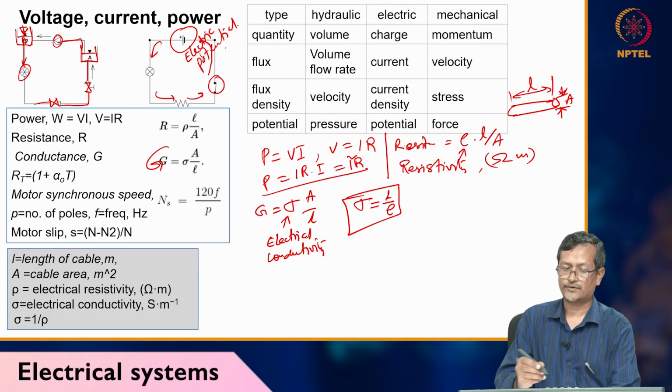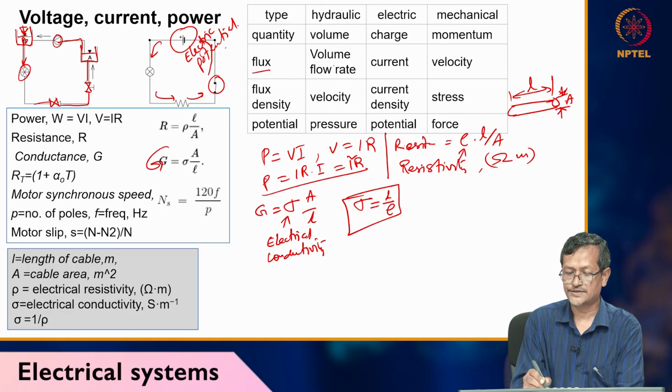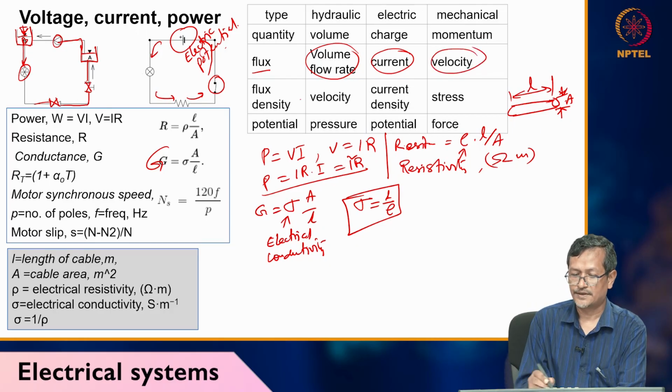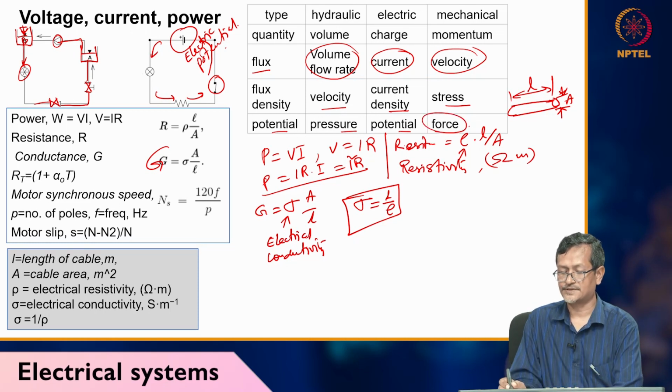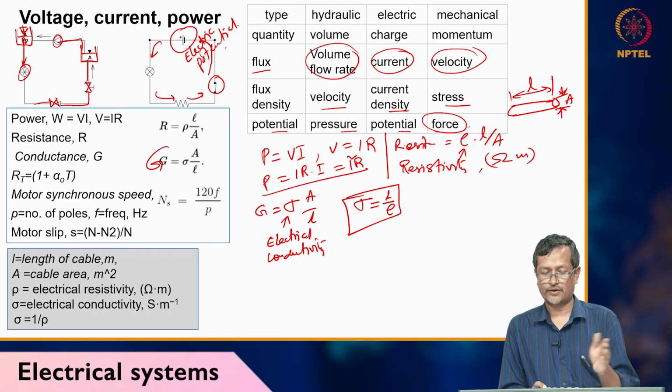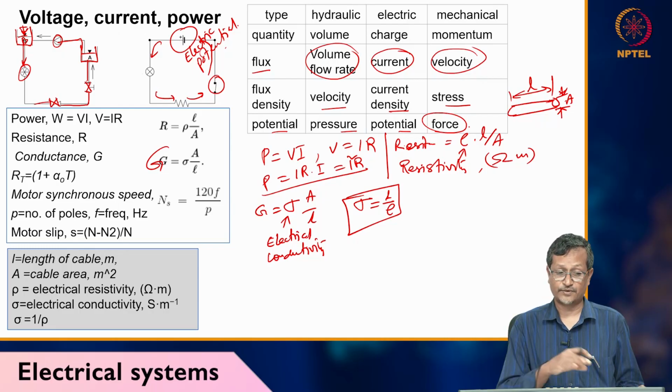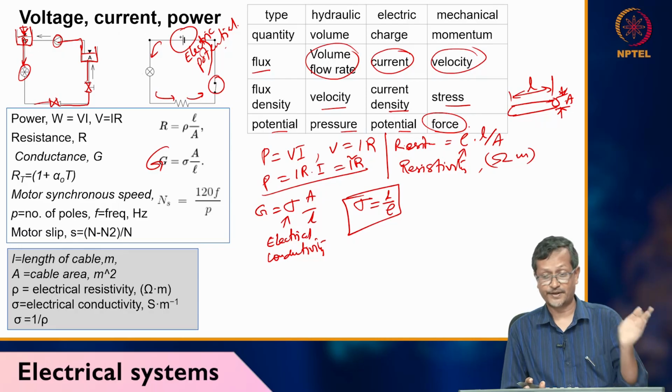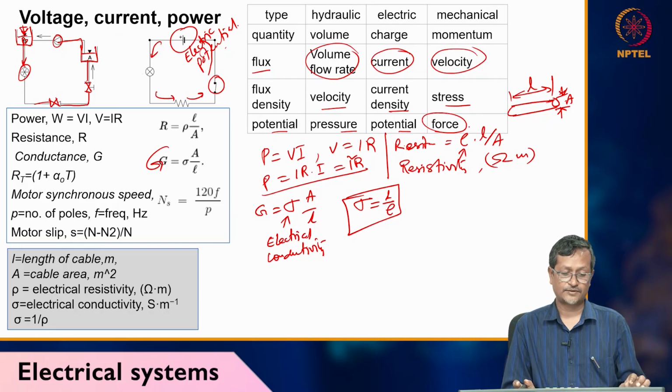Now, you compare the quantities. Quantity flux, magnetic flux is volume flow rate in hydraulic system, in electrical system we say current, and in mechanical system we say velocity. Flux density, velocity, current density, stress; potential, pressure, electric potential, and force in mechanical system. So, you should remember how it is matching. So, it will be easier to remember. If you remember the electrical part, you can remember the mechanical part. If you remember the mechanical part, the electrical part also can be easy to remember.